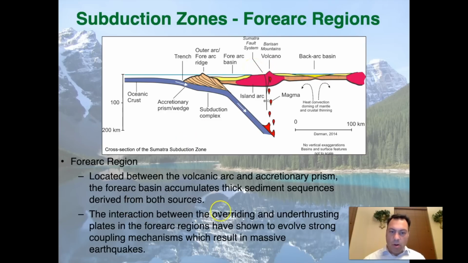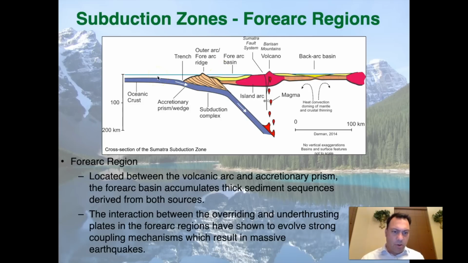The interaction between the overriding and underthrusting plates in the forearc regions has been shown to evolve strong coupling mechanisms which result in massive earthquakes. The largest earthquakes ever recorded occur right in this region right here, right where the subducting slab is going right underneath the accretionary prism and starting to move into the mantle. So it's pretty incredible, in terms of the way that these thrust faults can actually cause the accretionary wedge to push up even above sea level, like what we're seeing here in Sumatra.